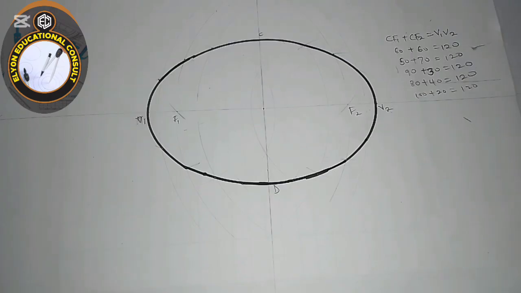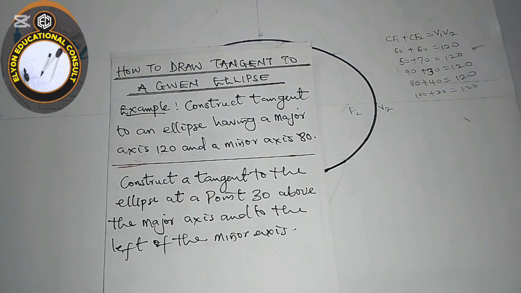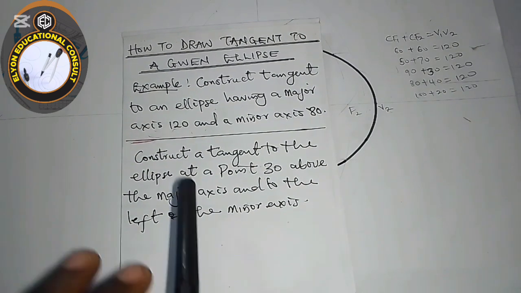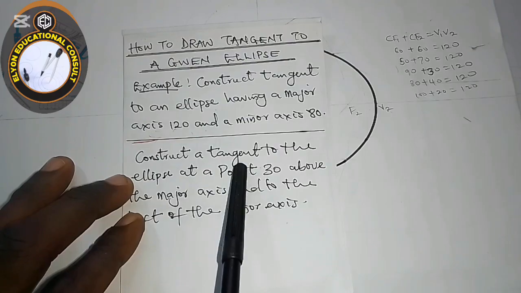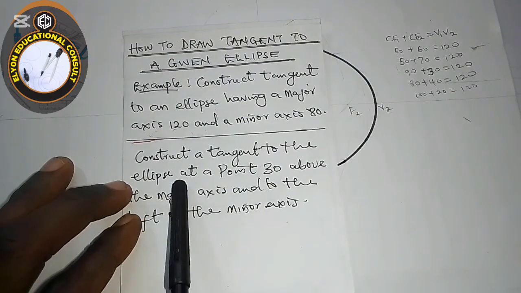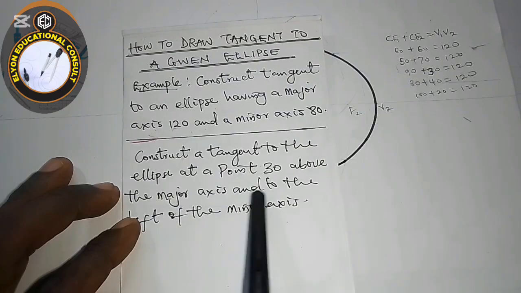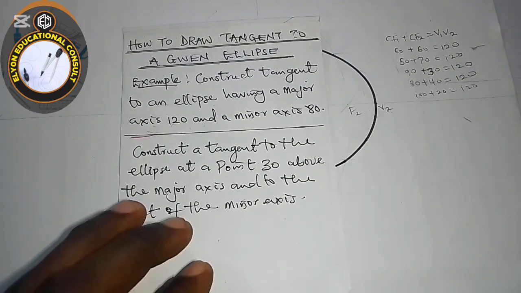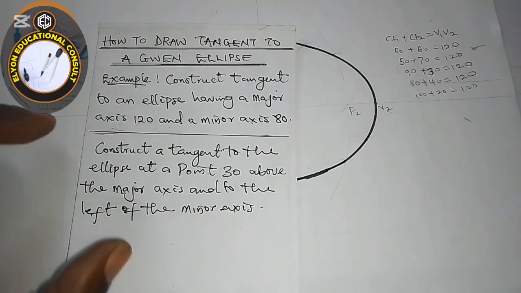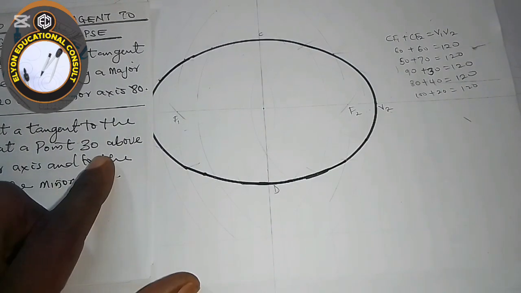I have added the question now to the question I showed us earlier. Let's suppose we have a question like this one: construct a tangent to the ellipse at a point 30 above the major axis and to the left of the minor axis. They are telling us the positioning of the tangent, where the tangent is going to be, and they want the tangent to be above the major axis.